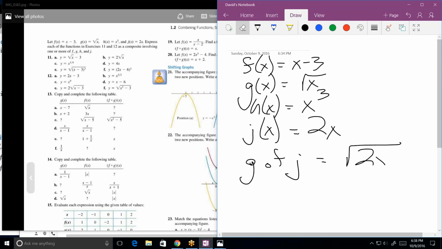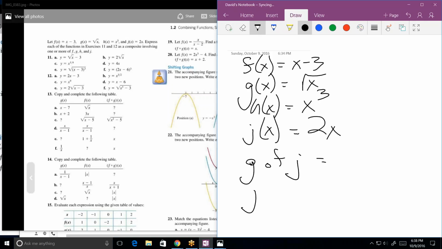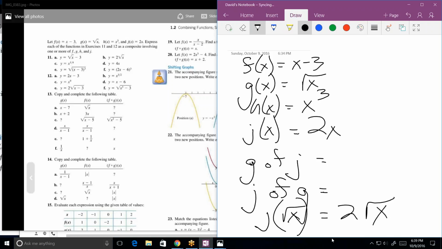So j of g. Eventually you'll get this where you won't have to try both. Until you get it, this is a surefire way of doing it. What is j of g, which is the same as saying j of square root of x. So that means I put the square root of x where the x is, so that would be 2 times the square root of x. And that's what we're looking at. So that's what it is, j of g.